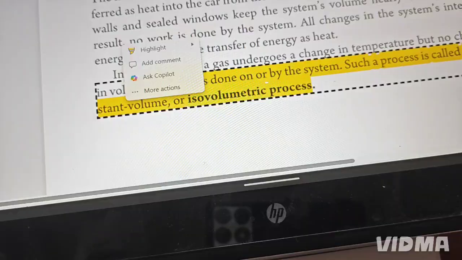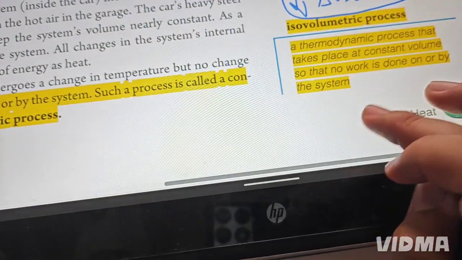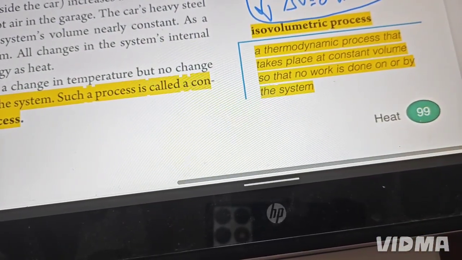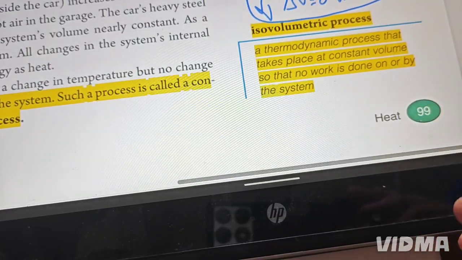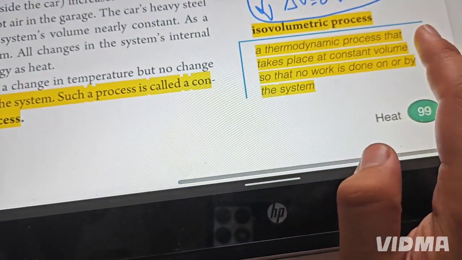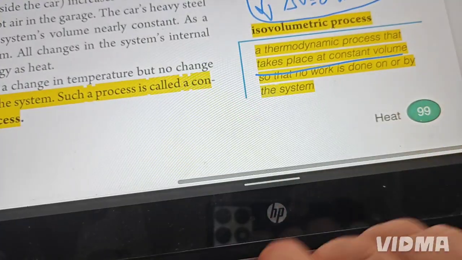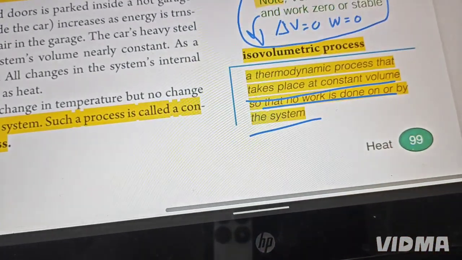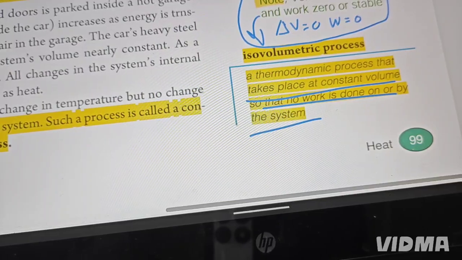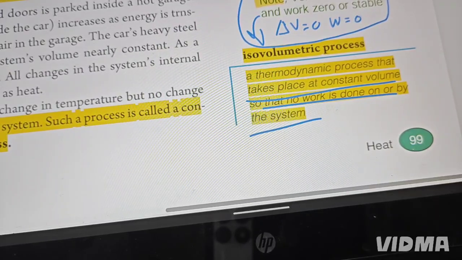Isovolumetric process. In isovolumetric, by the name you can memorize. Isovolumetric means a thermodynamic process that takes place at constant volume and that no work is done. In general, we can make it brief. I can summarize for you now.